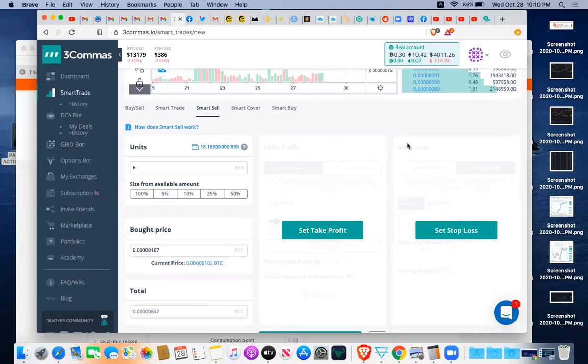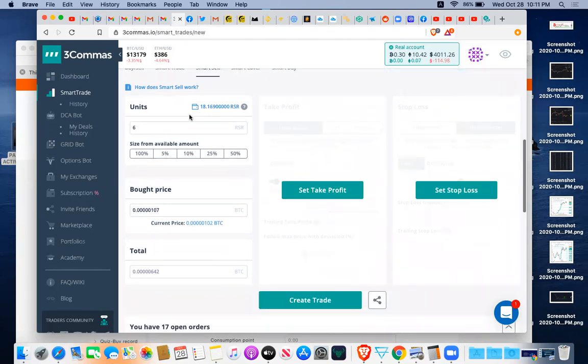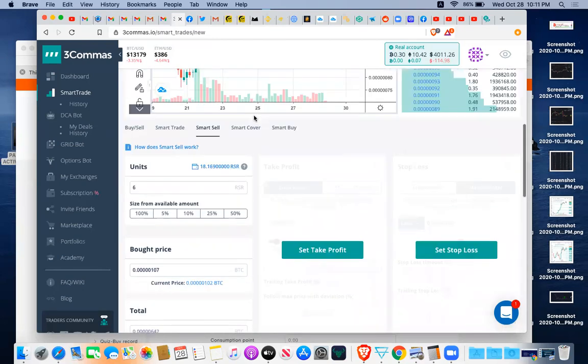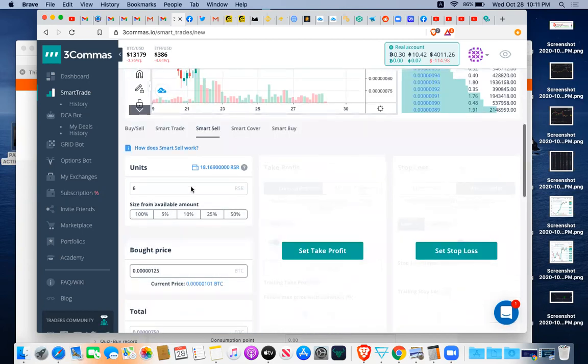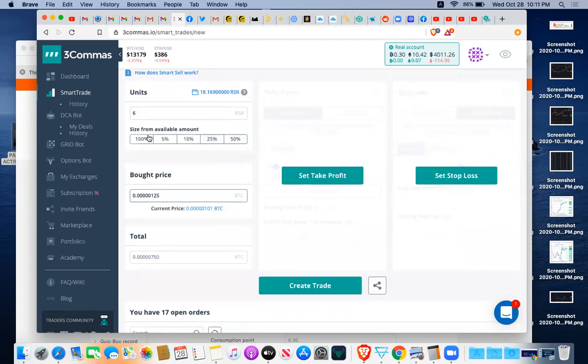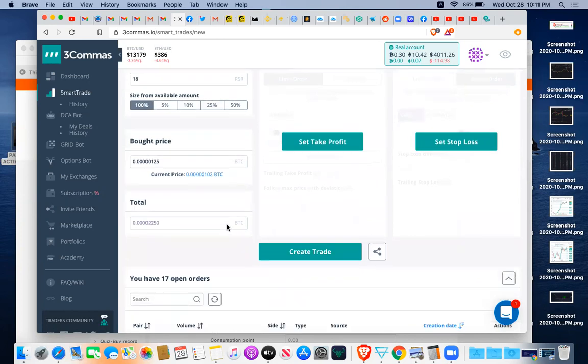Now, if I have more of the remaining coin, and maybe I stop the bot, I can do what we call smart sell. Just by calculating how much volume I have, I can place a price, say 125 Satoshi. How much volume, all, so all in all, how many do I have? What percent, 100%, okay.